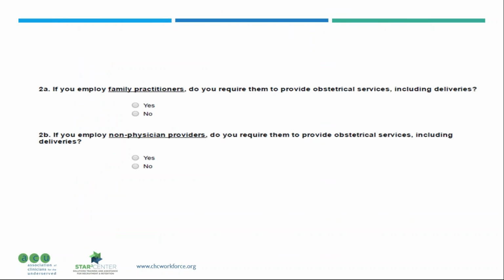For those health centers who do deliveries with family practitioners or non-physician providers such as certified nurse midwives, we would like to have that information. So if you can just say yes or no here.